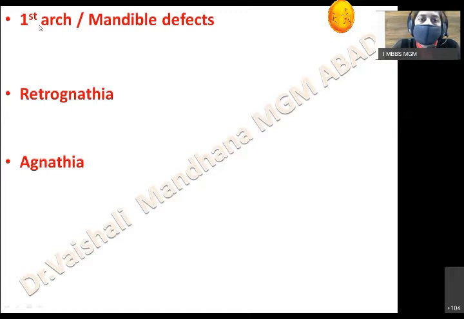Then mandible defects. The mandible defects are retrognathia, where a small mandible is present as compared to the other facial bones, and agnathia. A means absent. Agnathia is when the mandible is completely absent. It fails to develop. See this picture, the mandible is absent here. So the mandible is not formed, and that is called agnathia.